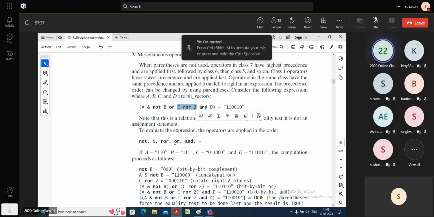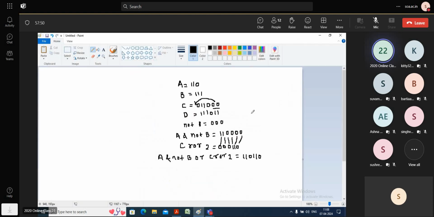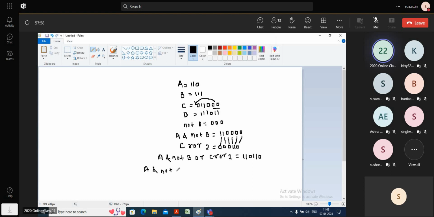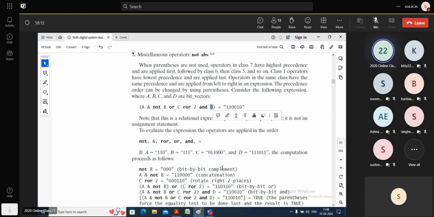So this OR is done. Next is AND. Okay, so these we have found out. Next this AND D. Now you see what we have found out: A concatenation NOT B, OR C ROR 2. Then AND D.